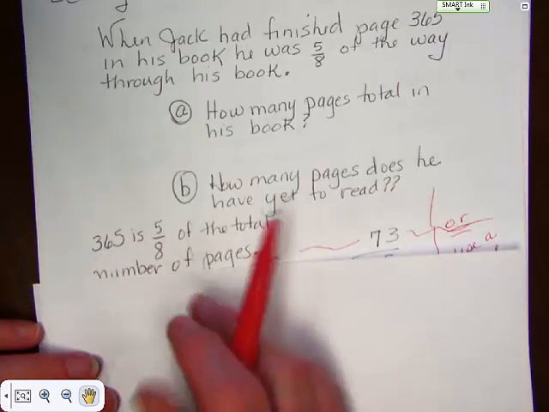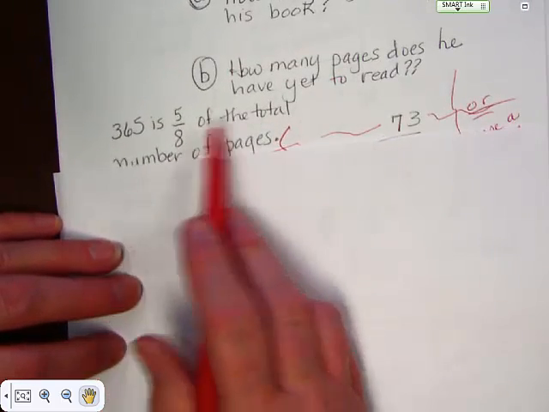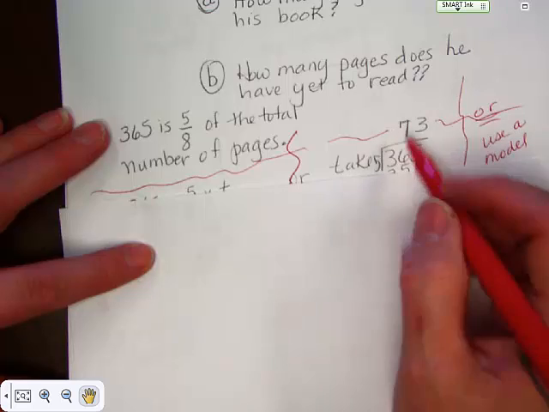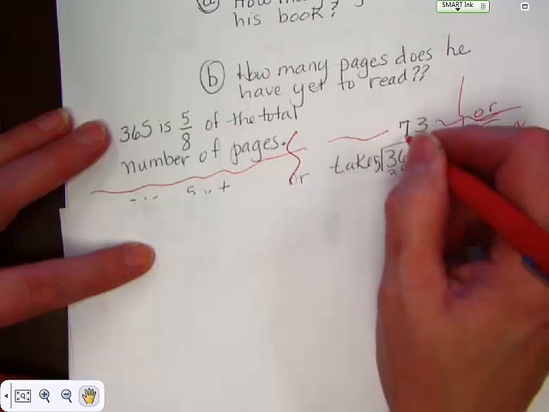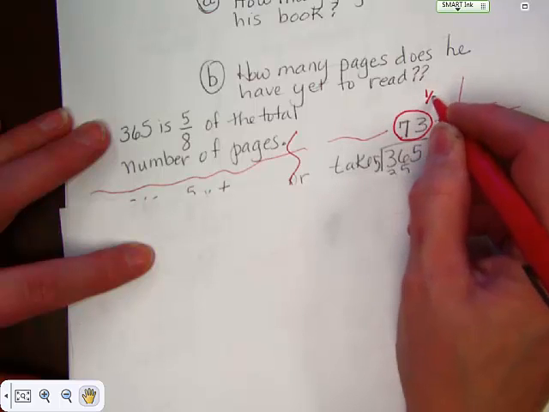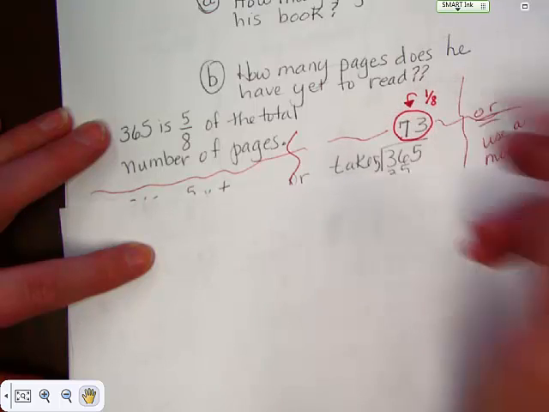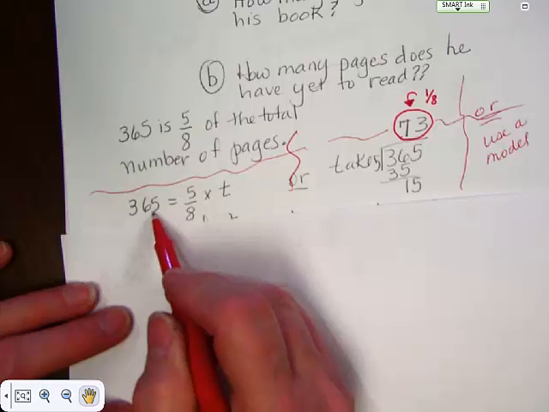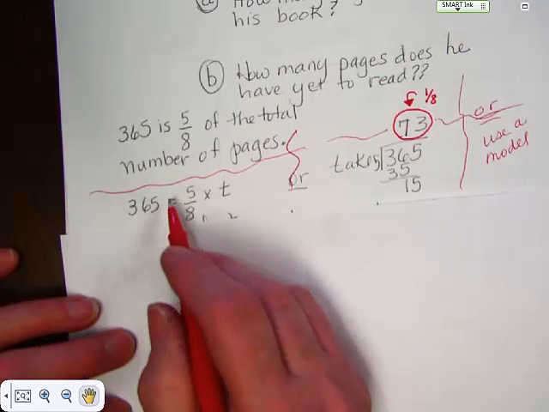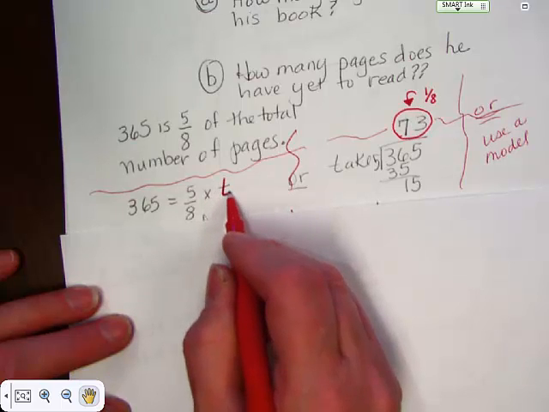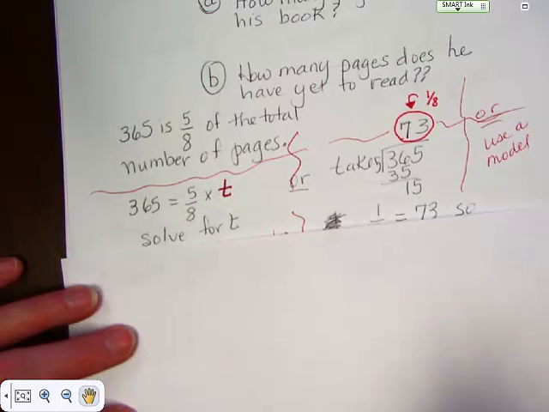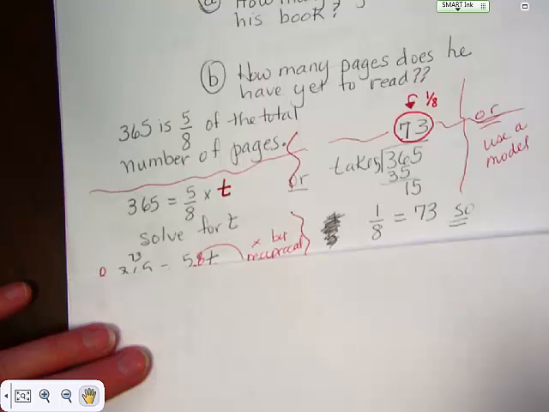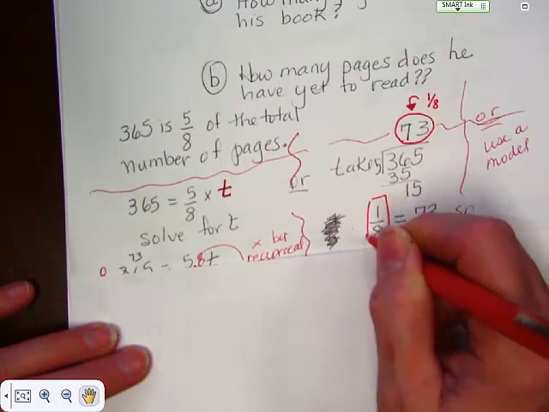Okay, so if 365 pages is 5/8 of the total number of pages in the book, we could probably take 365, divide it by 5, and we would find out what 1/8 is. 73 pages is 1/8. We could use a model, or we could set up 365 equals 5/8 times the total, which is the total we don't know, and solve for t. Either way, we're going to end up with 73 pages is equal to 1/8 of the book.